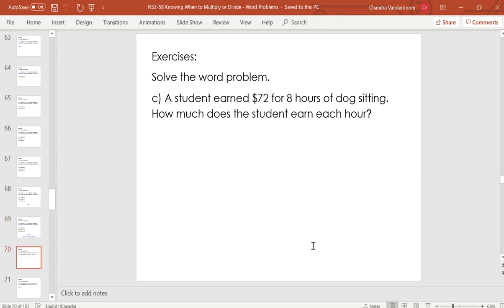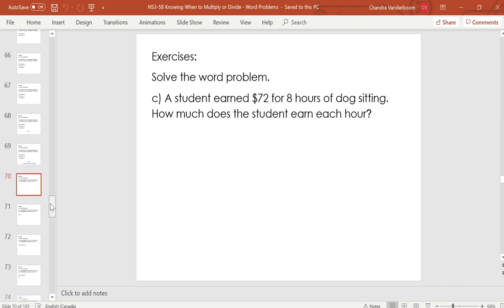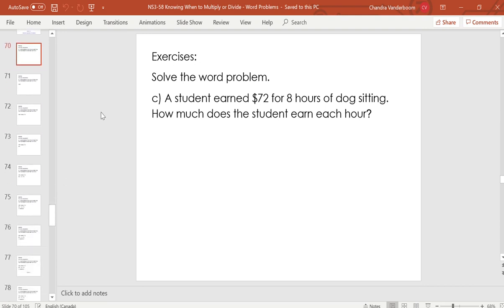A student earned $72 for 8 hours of dog sitting. How much does the student earn each hour? What are our items? Our items here are actually the dollars. 72 of them. The student earned $72.